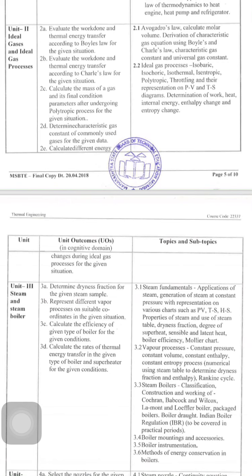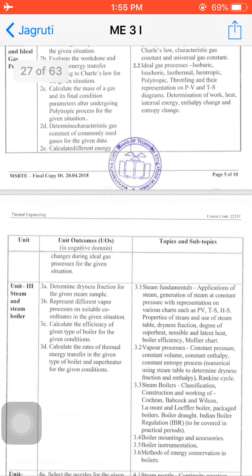After that, in 3.4, we have to study the boiler mountings and boiler accessories. We know that in any thermal power plant or sugar factory, a number of boiler mountings and accessories are present. We study their types, their construction and working. Basically, there is a difference between boiler mountings and accessories, and we have to study it. Then in 3.5, boiler instrumentation, and the last one, 3.6, methods of energy conservation in boilers.